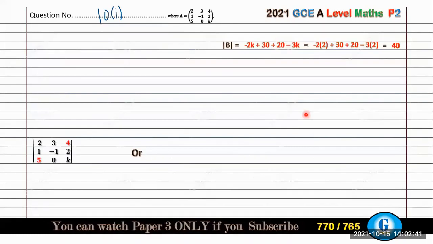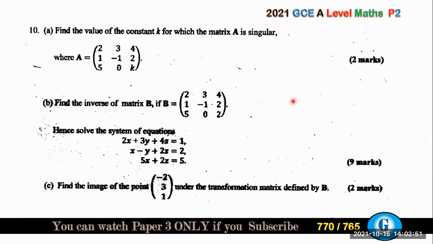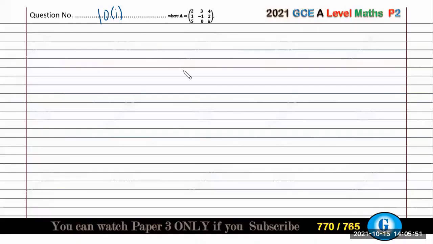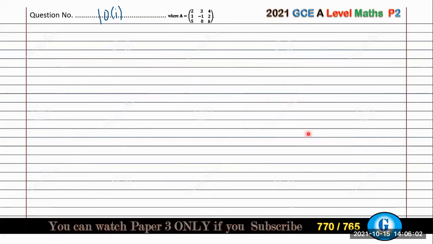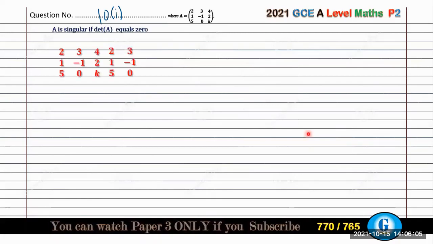So question 10a, for question 10a, let's see how we get to this question. Question 10a. So a matrix is singular if the determinant is equal to 0. We can use other methods to get this determinant. Let me use this method.